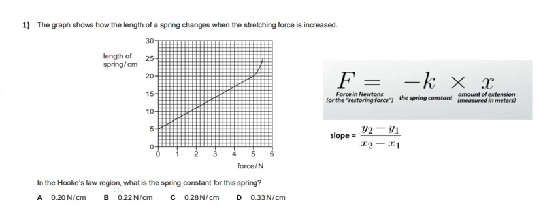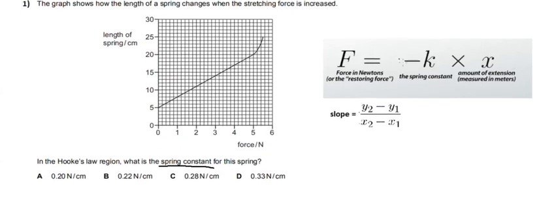In the Hooke's law region, what is the spring constant for the spring? So we want to find out what is the spring constant. So here I have attached the formula of Hooke's law. We have learned Hooke's law: what happens when we attach a mass to the spring at the bottom? The spring will extend, and the force that we are attaching at the bottom is directly proportional to the extension. So we have seen this force is directly proportional to extension in case of Hooke's law.